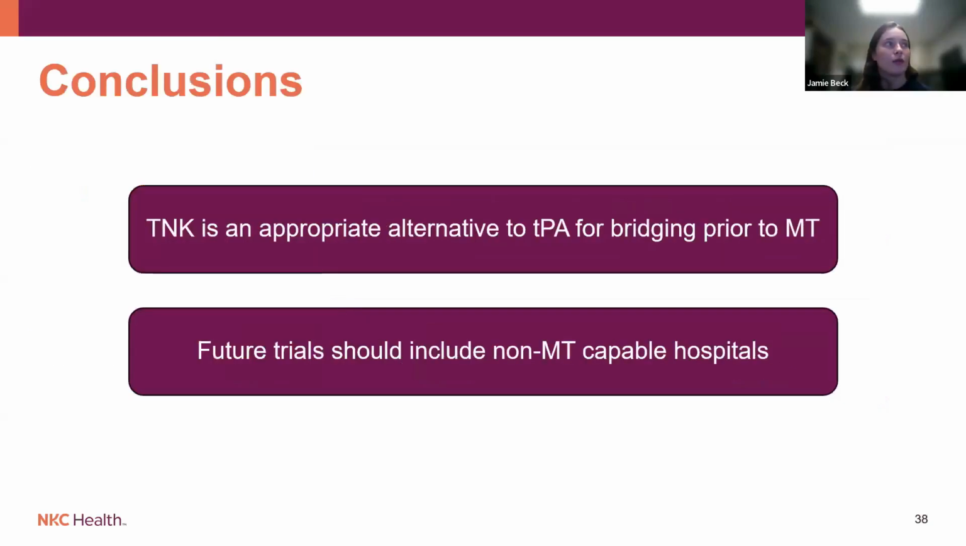So in conclusion, from BRIDGE-TNK, Tenecteplase is an appropriate alternative to alteplase for bridging prior to mechanical thrombectomy. And as more literature comes out and the guidelines become renewed, I would anticipate seeing this as a recommendation in the guidelines. And I would also recommend that future trials include non-mechanical thrombectomy capable hospitals to allow for more generalizability and allow for subgroup analyses, because that's a large question in these institutions: should we administer IV fibrinolytics before transferring them to a thrombectomy capable hospital?